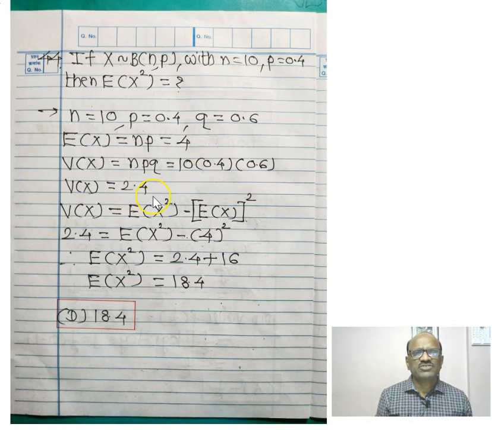Then the variance of x is 2.4. Now what is the variance of x? The variance of x is E of x square minus (E of x) square. That is, 2.4 = E of x square minus 4 squared. Therefore E of x square is 2.4 plus 16, and hence E of x square is 18.4, and hence option D is the correct one. Therefore this is a very simple question.